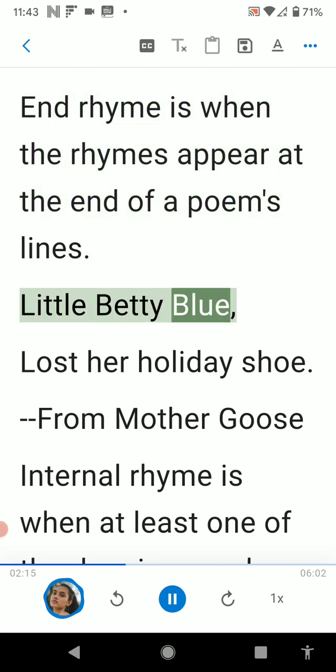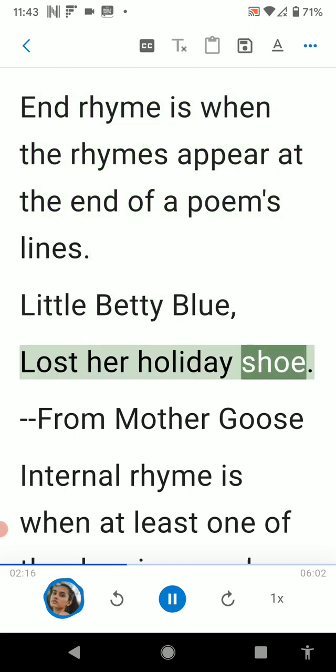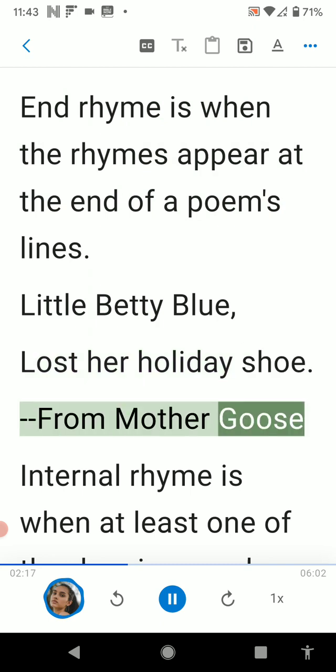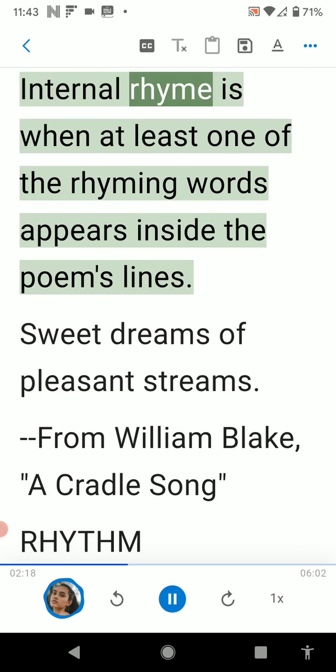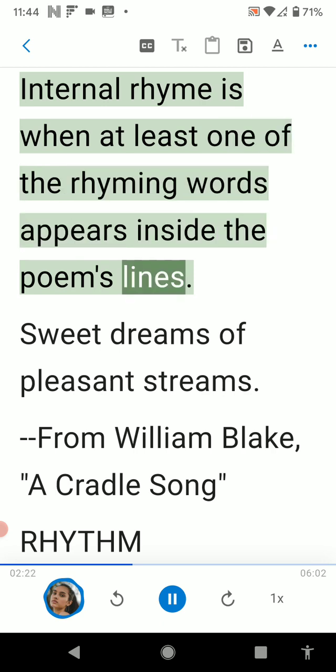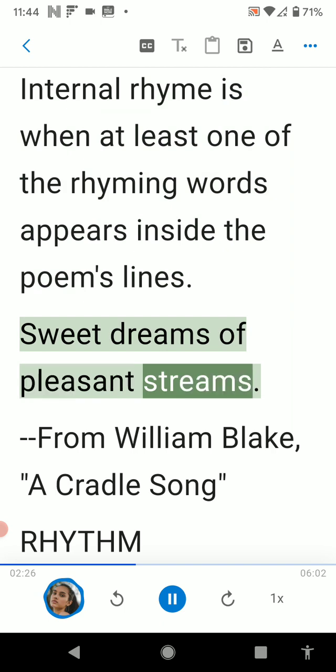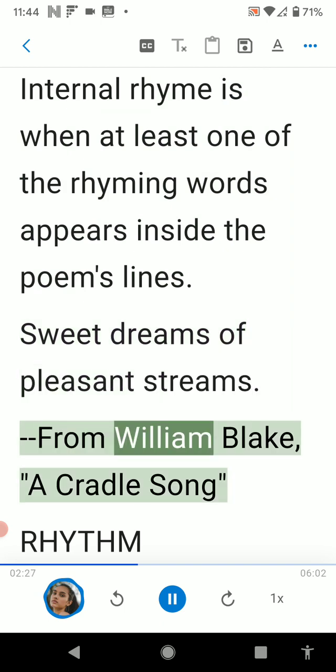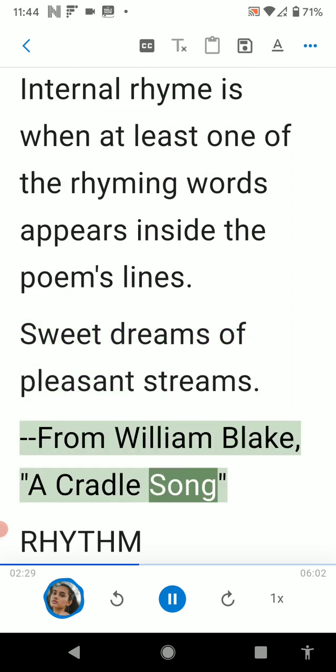Little Betty Blue lost her holiday shoe. From Mother Goose. Internal rhyme is when at least one of the rhyming words appears inside the poem's lines. Sweet dreams of pleasant streams. From William Blake, A Cradle Song.